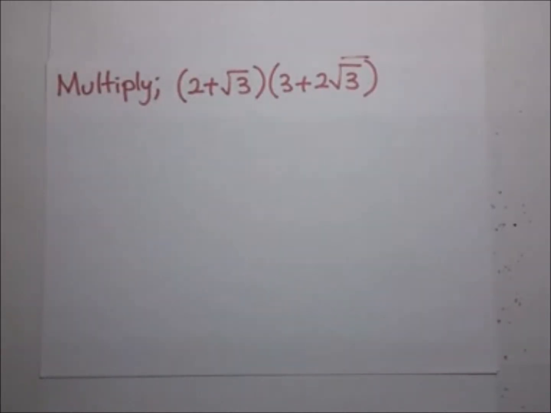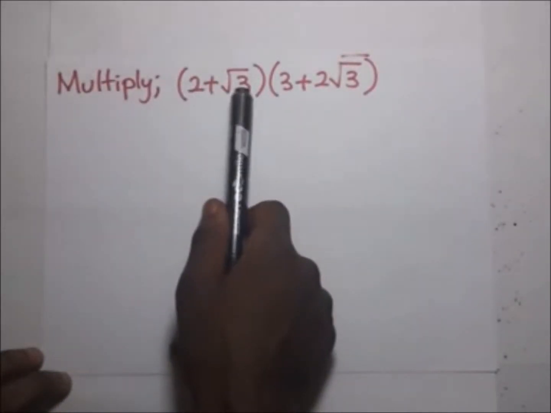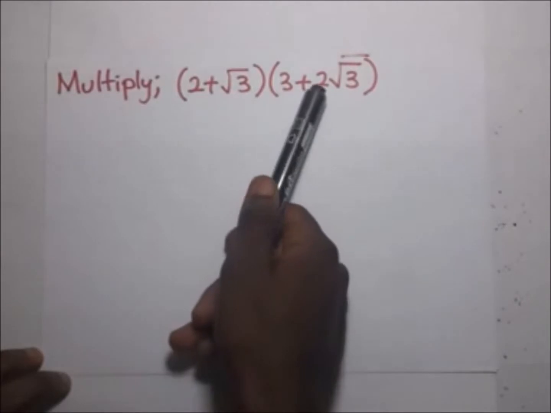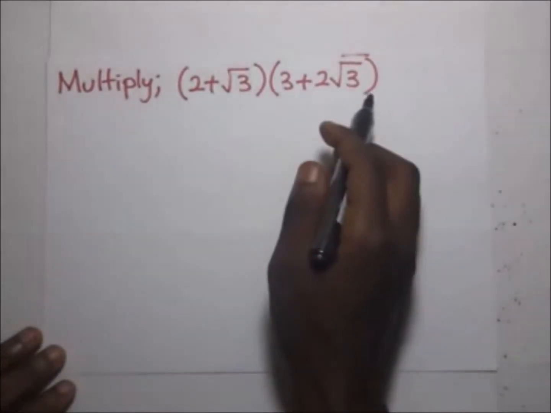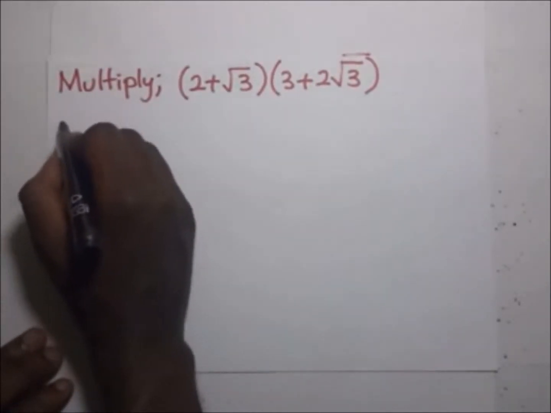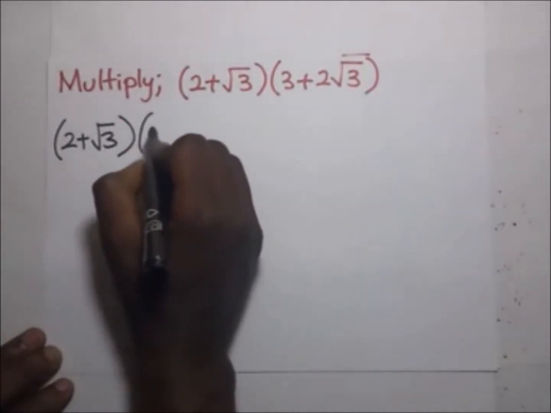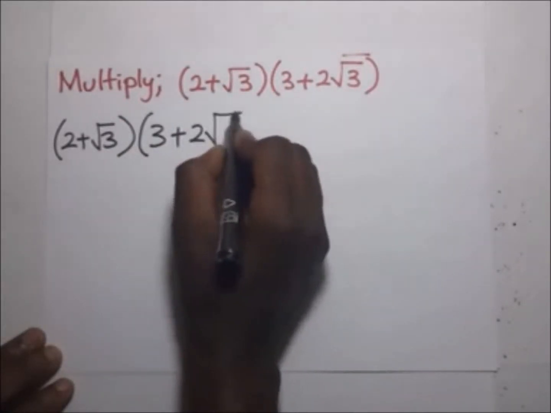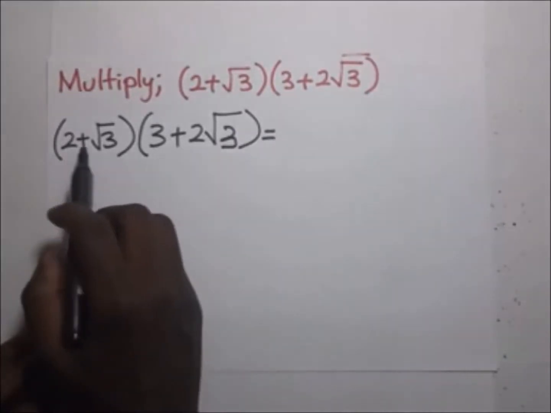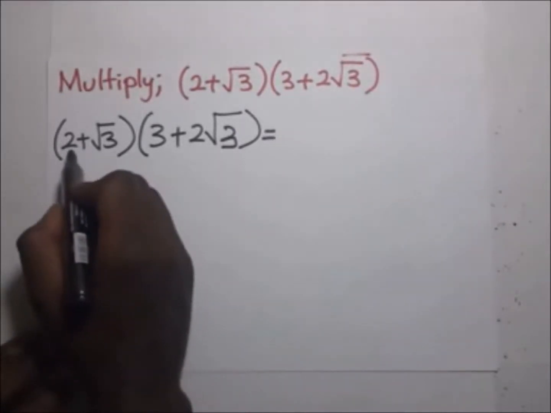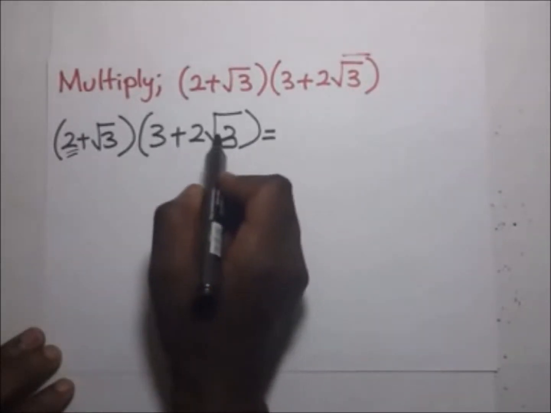Going straight to a worked example, we have (2 + √3)(3 + 2√3). We are multiplying these two brackets, so of course we are going to open them. This means (2 + √3)(3 + 2√3) is going to be equal to 2 times this whole bracket, then plus √3 times this whole bracket.